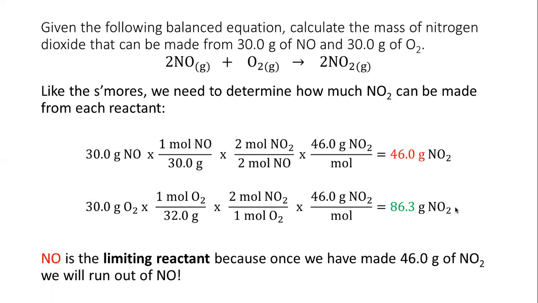Now, similar to what we did with the marshmallows, the chocolates, and the graham crackers with the s'mores, we're going to look at what we have the least of. We have the least of nitrogen monoxide with 46.0 grams, and we have more that we can make with the oxygen. So we have to go with what we have the least of. So nitrogen monoxide is the limiting reactant because once we have made 46.0 grams of nitrogen dioxide, we will run out of our reactant.